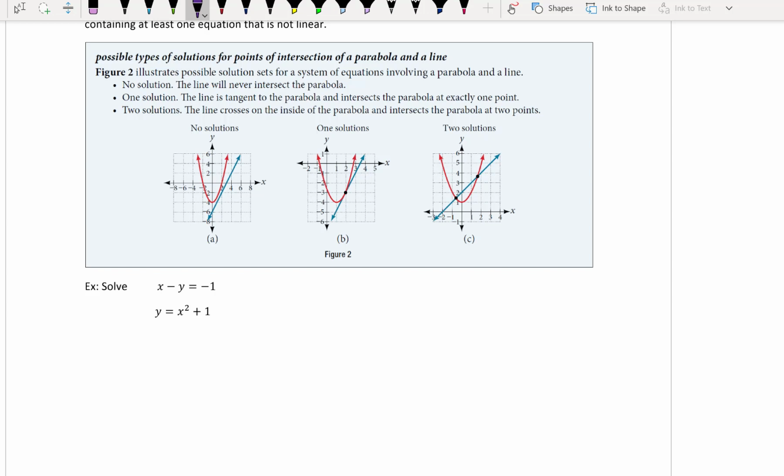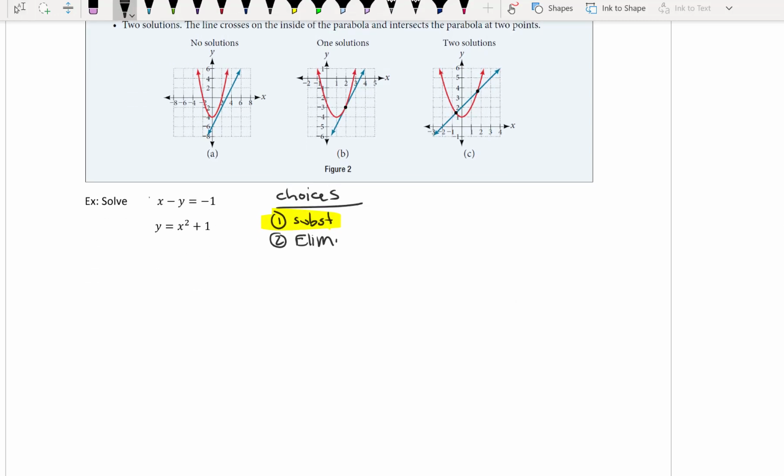So what you can do is either substitution or elimination. It really is your choice, so you get to choose. You can solve this by substitution or by elimination. I guess I'm going to choose substitution. Why not? If I'm going to use substitution, I'm going to get one of these equations isolated.